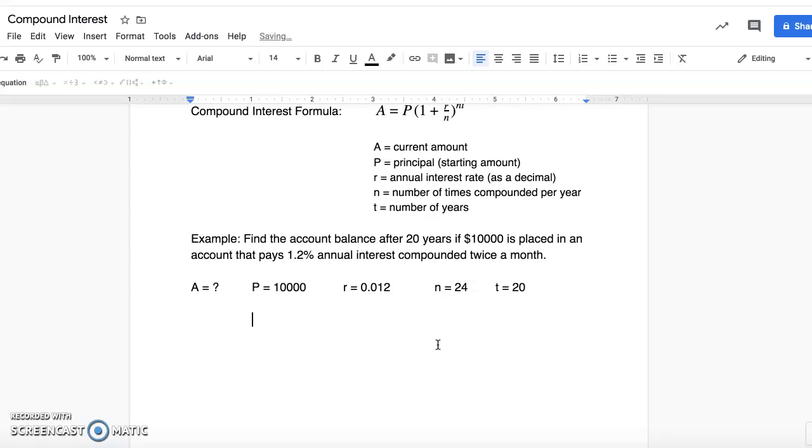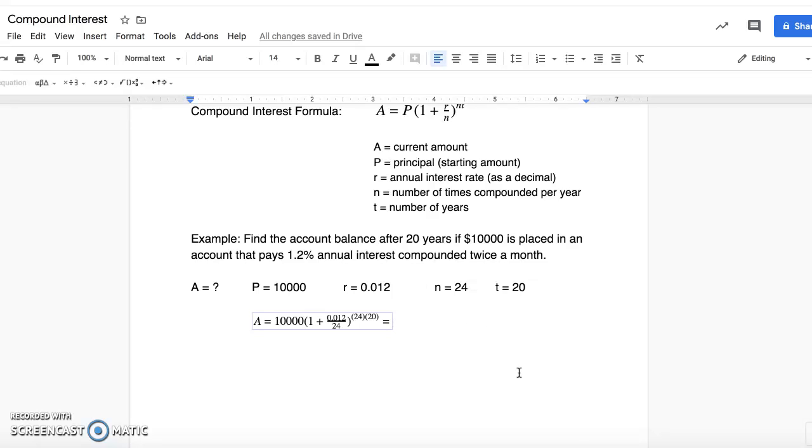Okay, so once we've figured out what these variables are for this problem, we just plug it into the formula. So we don't know A, so it's a variable. A equals P is 10,000, parentheses 1 plus, always the same, we don't have to worry about that. For our fraction, we've got R, our interest rate, 0.012, over the number of times compounded, 24. And then we got to grab our exponent, and that is n times t. So 24 times 20. That's going to give us a pretty large exponent, okay? That's sort of offset a little bit by dividing by a larger number down here. We're going to get a smaller decimal in this place, so it's going to balance out a little bit.